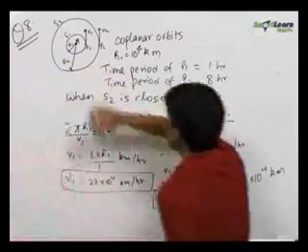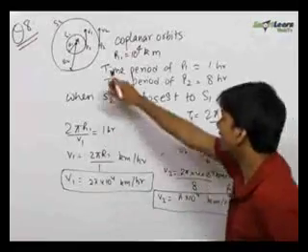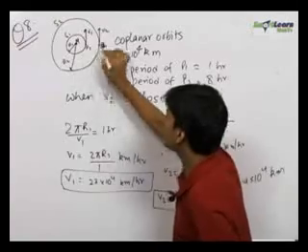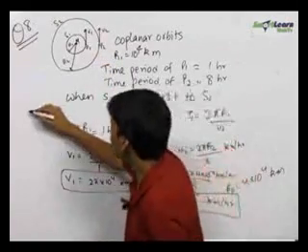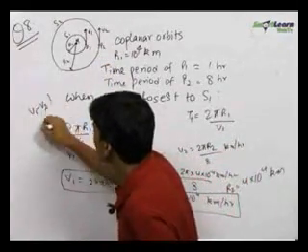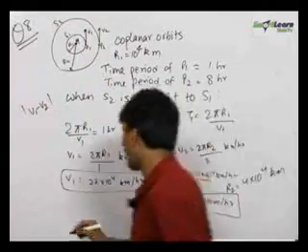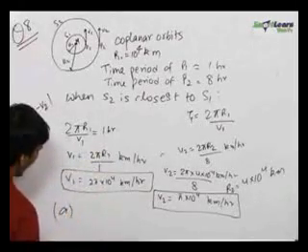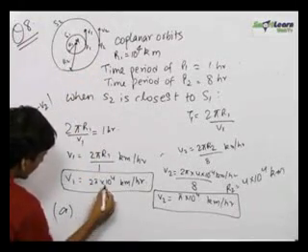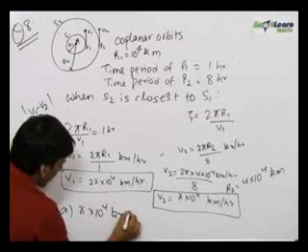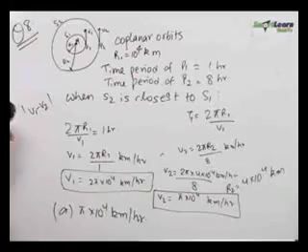Now when they are closest to each other, their relative velocity is equal to, suppose the velocity of P1 with respect to P2 is equal to v1 minus v2, since both are in the same direction. So for part A, the relative velocity when they are closest is equal to this minus this, that is equal to pi into 10 raised to the power 4 kilometers per hour.